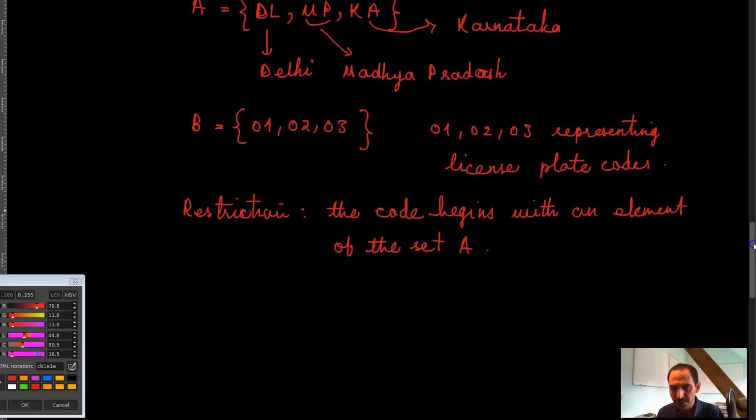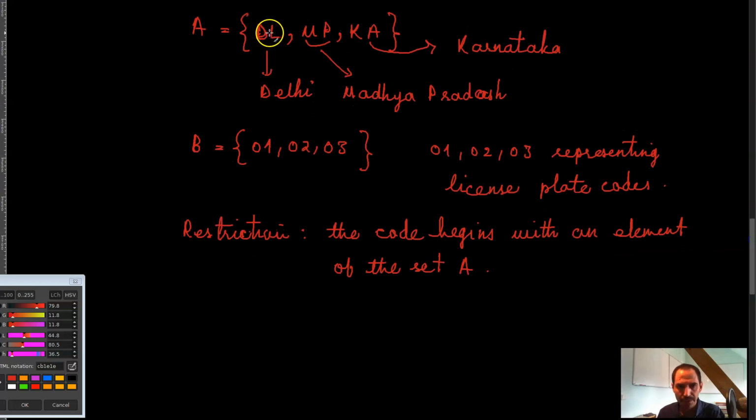The ordered pairs that we would come up with would be, for example, DL01, DL02, DL03, and then MP01, MP02, MP03, KA01, KA02, and KA03. If I put all of those ordered pairs together in a set, that would be the Cartesian product of the sets A and B.